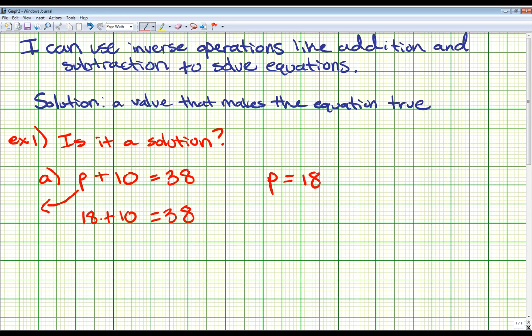So now we would have to do this addition and figure out, does it in fact equal 38? And 18 plus 10, if we added those together, actually equals 28. So does 28 actually equal 38? It does not. So I'm going to put a slash mark through that equal sign, and my final answer is going to be no. 18 is not a solution to this equation.